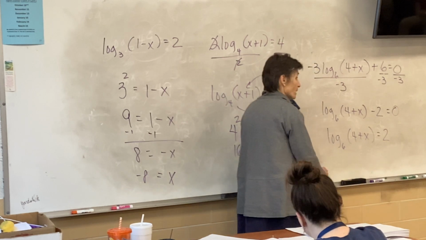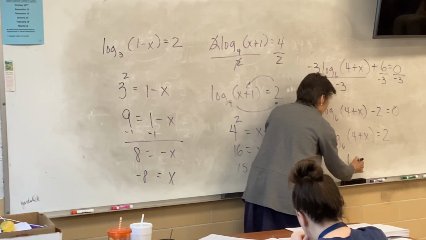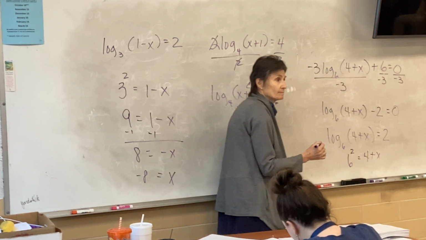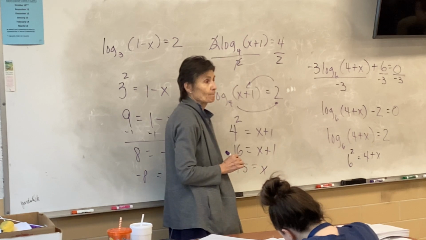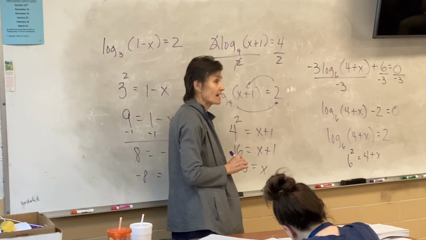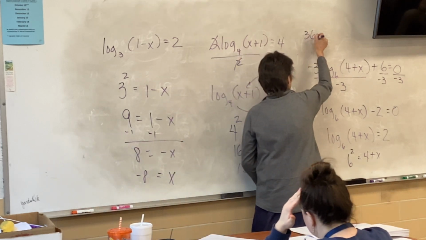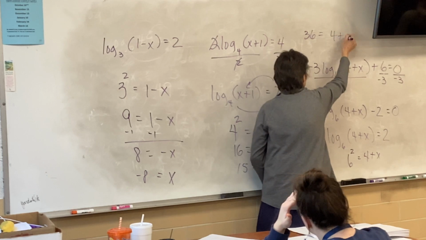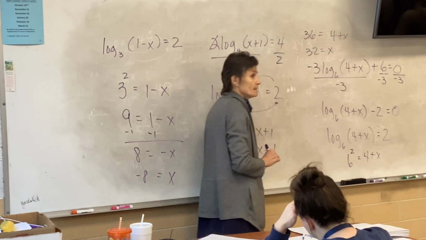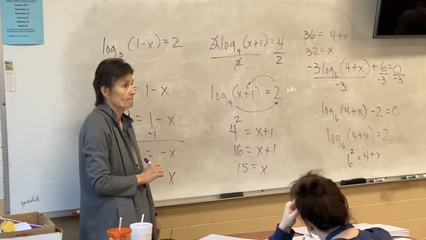All right, so here we go. What's it say when we loop-de-loop? 6 to the second equals 4 plus x. Well, we all know, I hope, that 6 to the second is 36. And we need to subtract 4 from both sides. Did you get 32 as your answer? Yep.